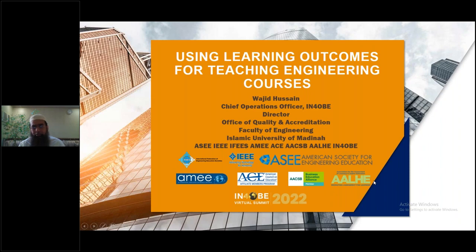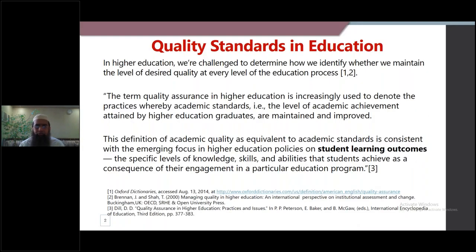Historically, we've always been challenged: how do we define quality standards in higher education? Now there has been a trend and a shift internationally, almost unanimously, that quality assurance is now recognized as academic achievement measured by student learning outcomes. So we're talking about specific kinds of knowledge, skills, and abilities the students should achieve at the end of their particular education program.